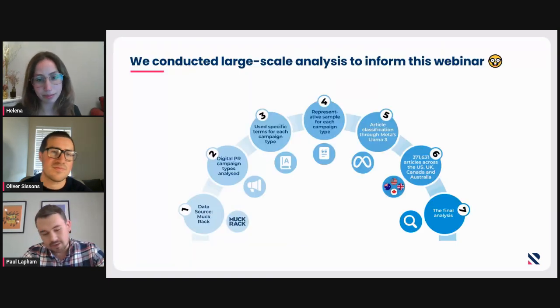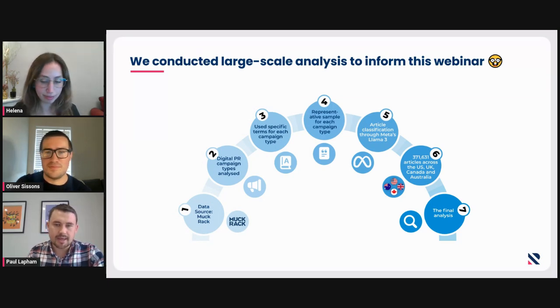In order to do this large-scale study, we turned to MuckRack for the data, which is a leading database for PRs and journalists. And we looked at all the articles which are on MuckRack in the press across all the countries of interest over the past 2 years.